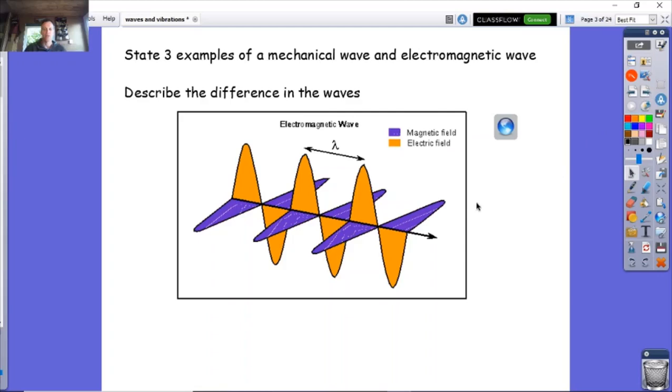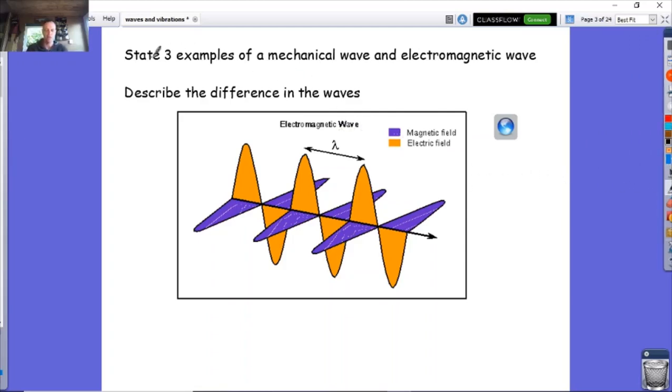So, first of all is the difference between mechanical and electromagnetic waves. Well, mechanical waves, you know loads of them. You've got sound waves, which you're hearing now. You've got water waves, for example. And also you've got waves in a string. Now, the important part of all of these is they're all involving vibration of particles.